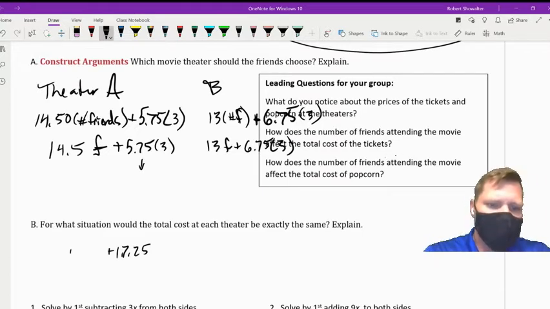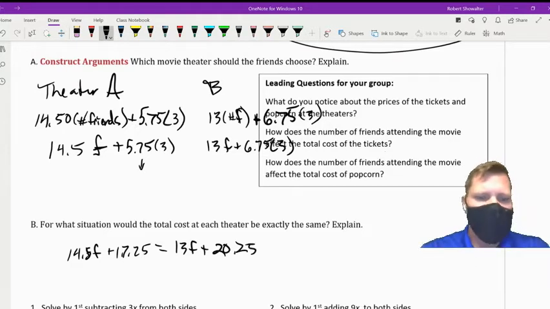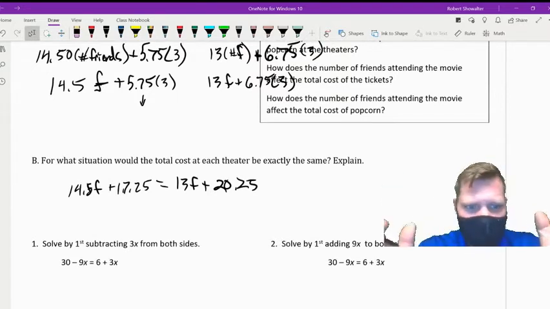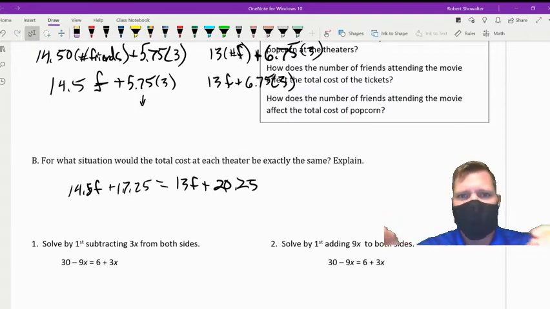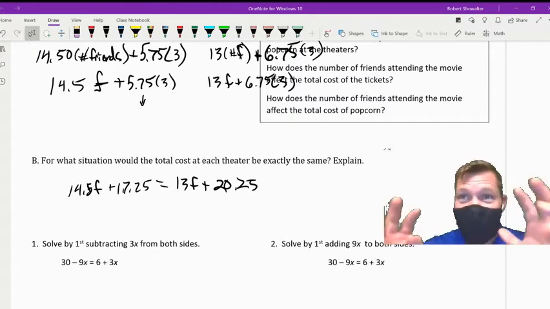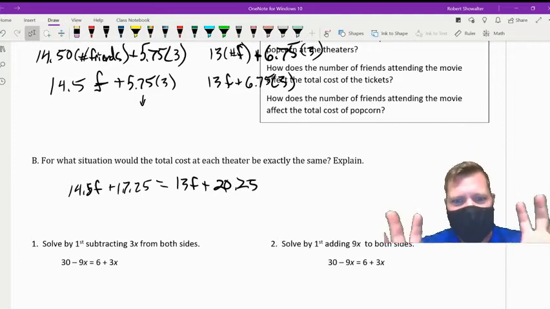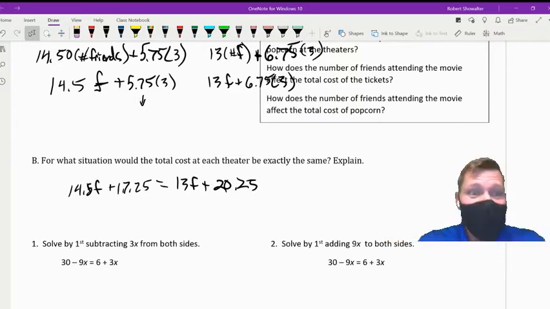17.25 plus 14.5F equals 13F plus 6.75 times 3, 20.25. And we go ahead and solve this. So we need to figure out how to solve a problem like this. Here's the rule of thumb. Essentially, you want to collect the variables on one side and the numbers on the other side. And when you do that, then you can solve it like we've done in the past, which is totally awesome. We're going to take this problem and turn it into something that we've done before, which is what we do in math. So that's what we're going to do now.